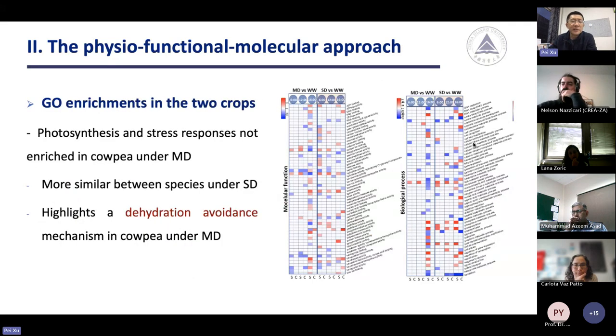Gene ontology enrichment analysis in the two crops shows that photosynthesis and stress responses were not enriched in cowpea under mild drought, but the GO enrichment patterns became more similar between the two species under severe drought. So this highlights a dehydration avoidance mechanism in cowpea under MD, as we discovered through physiological analysis.